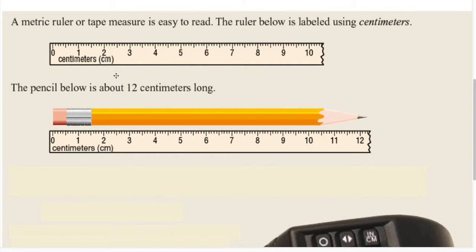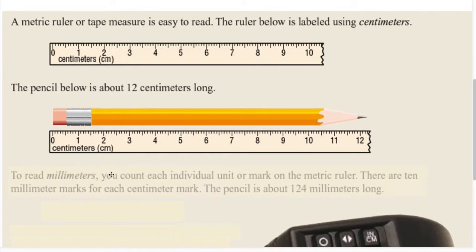And if we are going to use this ruler to measure this pencil, for example, this pencil is about 12 centimeters long. The reason why it's about 12 centimeters long is because it is a little bit over 12 centimeters, and the word about suggests that we are estimating. So this pencil is about 12 centimeters in this particular example.